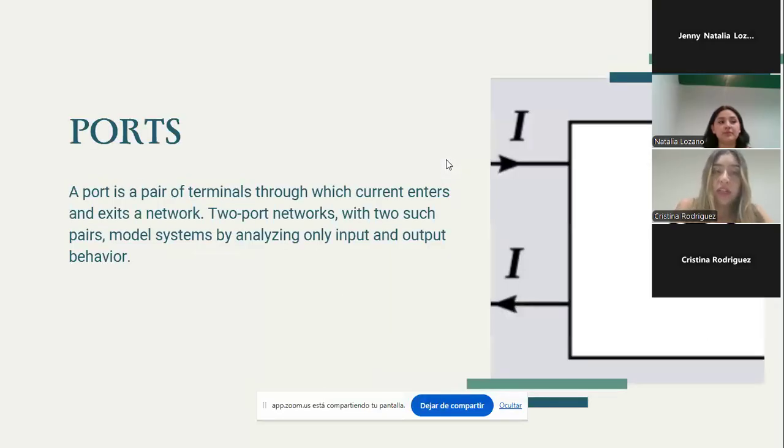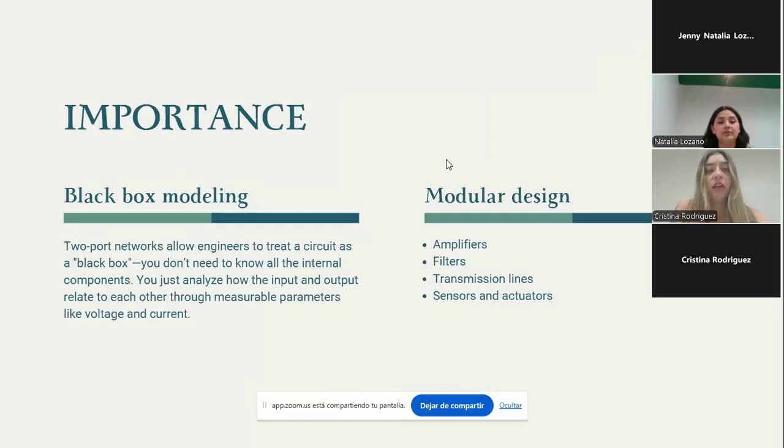A two-port network, as the name suggests, is a circuit or a device with two pairs of terminals, one pair for input and one pair for output. These terminals are grouped into two ports, port 1 and port 2. We denote the voltages at these ports as V1 and V2, and the currents as I1 and I2 respectively.